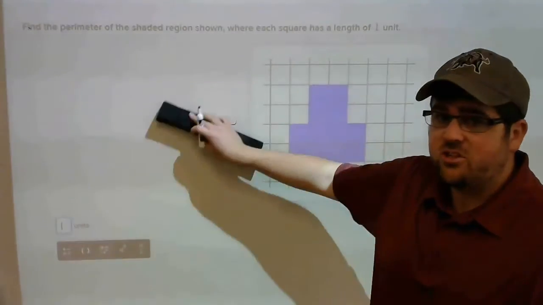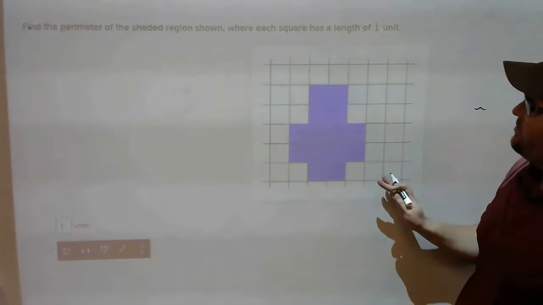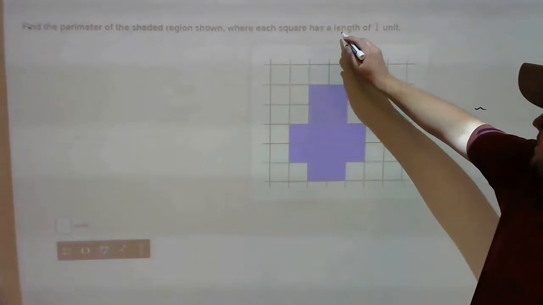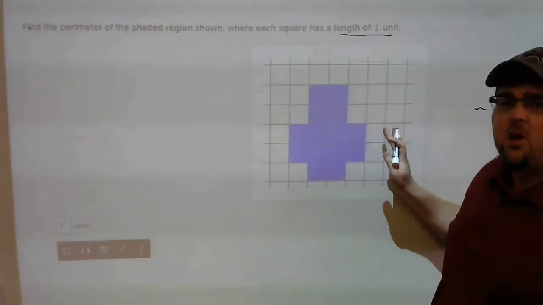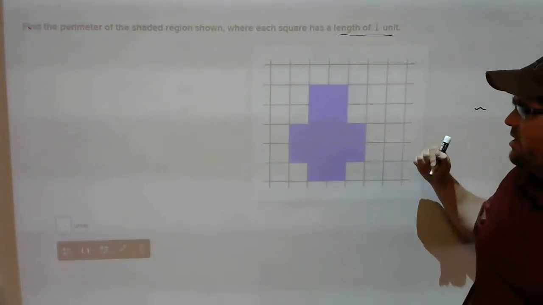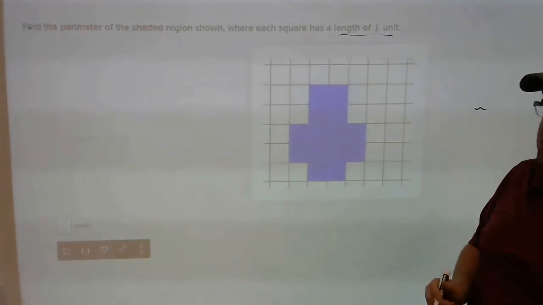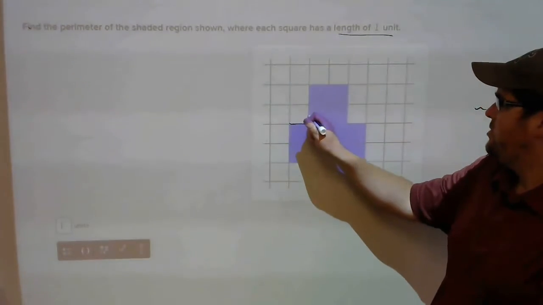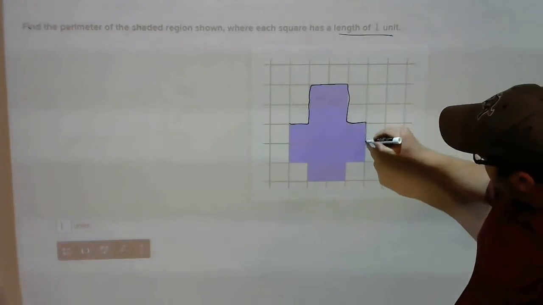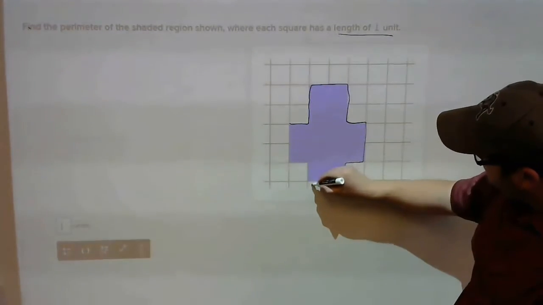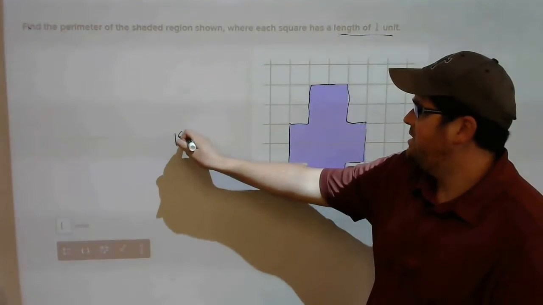But it doesn't have to just be a rectangle or a square. You could have weird oblong shapes like this. And it's nice because they gave you this grid where we know that each length is 1 unit. So to figure out the perimeter of this shape, all we have to do is count the distance around the outside of the shape. So count with me. 1, 2, 3, 4, 5, 6, 7, 8, 9, 10, 11, 12, 13, 14, 15, 16, 17, 18. So this one would be 18 units.